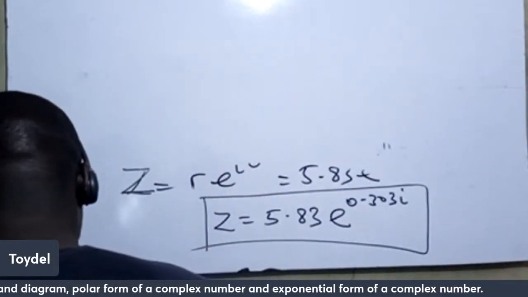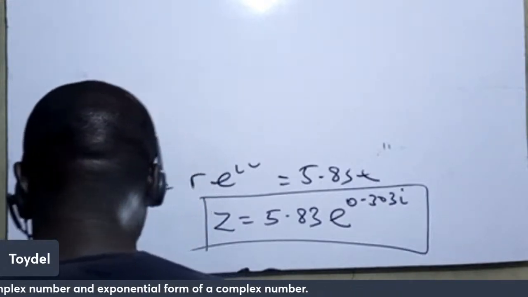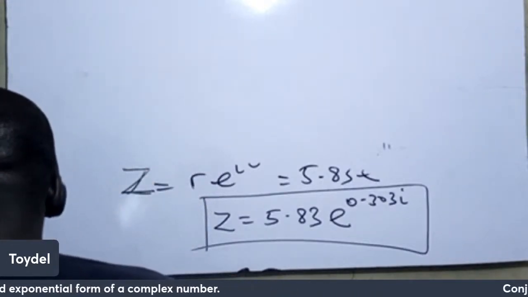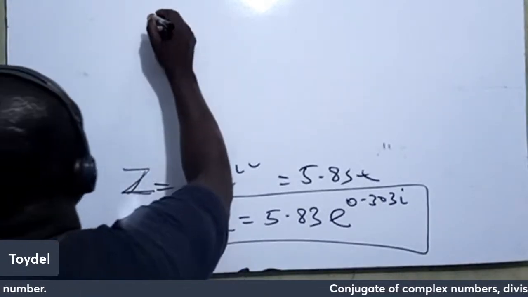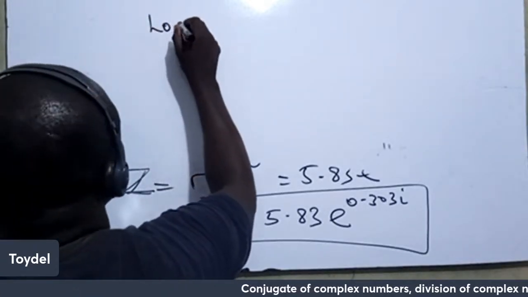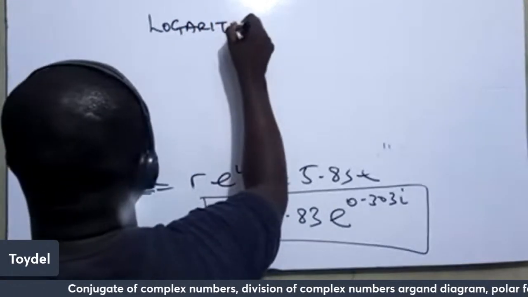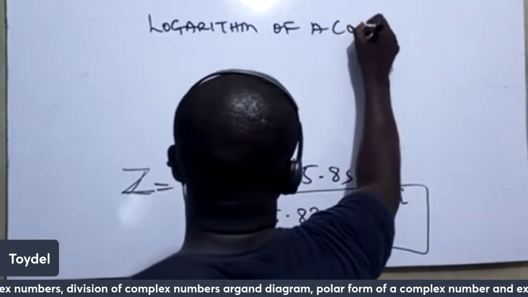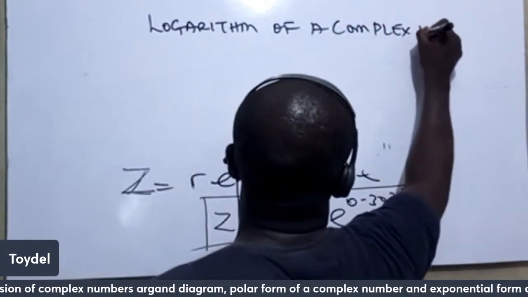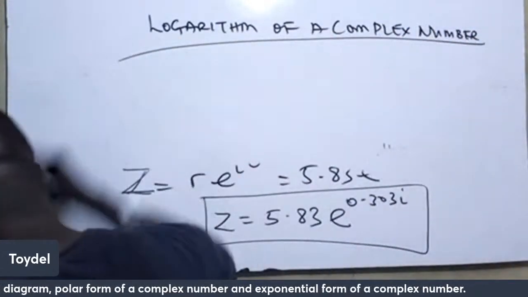So we should take note that it is important and necessary to be able to convert from polar form to exponential form. So now let's look at the logarithm of a complex number. How do we find the logarithm of a complex number? Of course, it's very simple and straightforward.